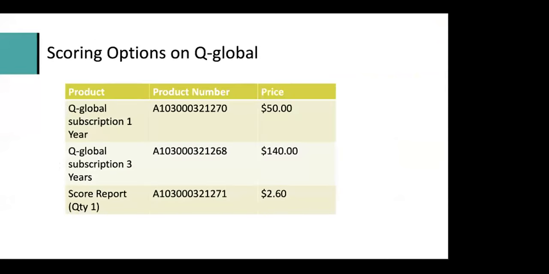And we also have options for scoring the DOS on Q Global. The pricing is as follows. A 1-year subscription, which is allocated to one user, is $50, and a 3-year subscription, which is allocated to one user, is $140. Score reports, which can be shared among staff and do not have to be allocated, are $2.60 each.